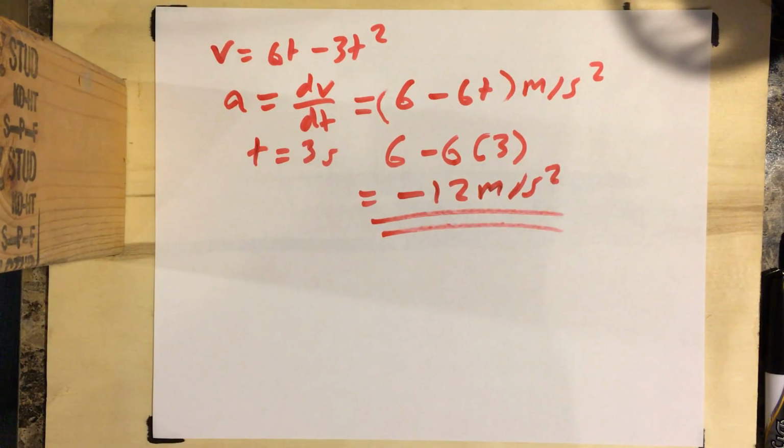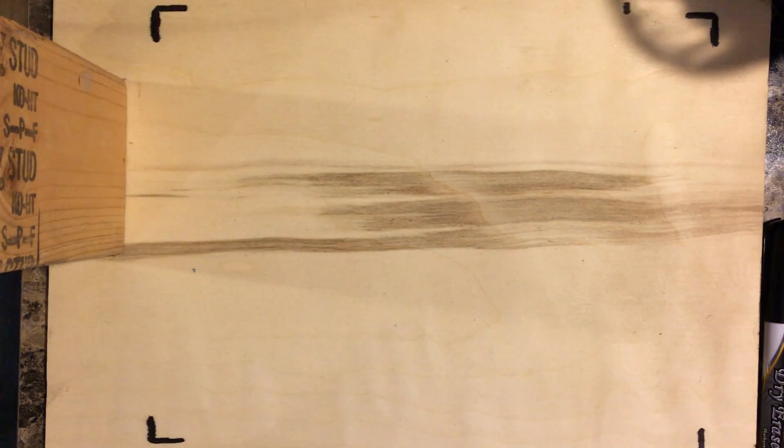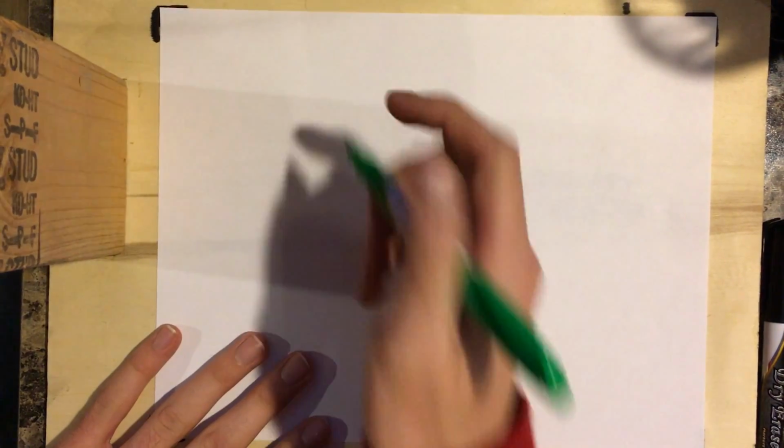It is also asking for some other things, like where it is at that moment. So this time we have to do something a little bit different. I'll go to a different page because we need some room for the math. Okay, so we're going to have to use the same velocity equation.